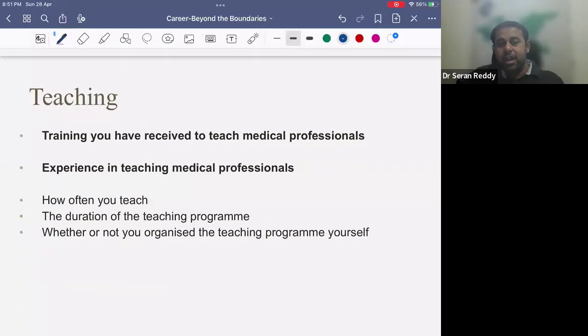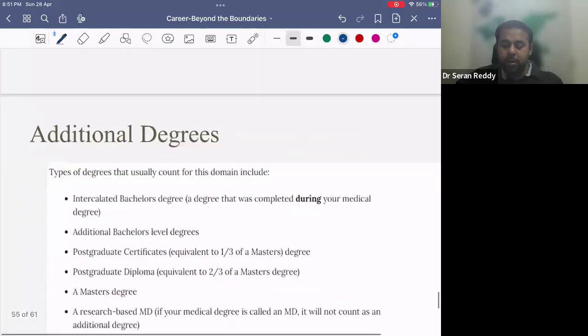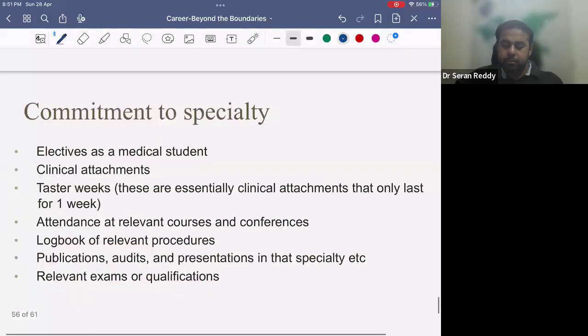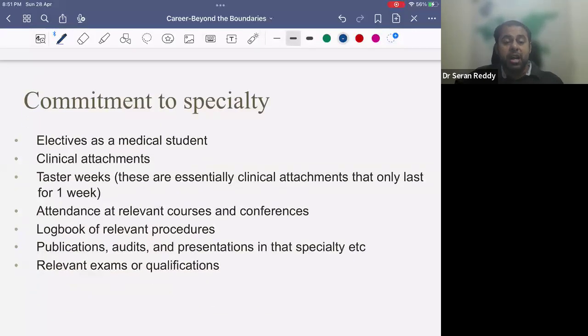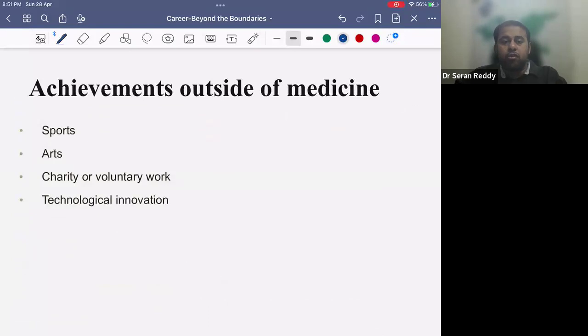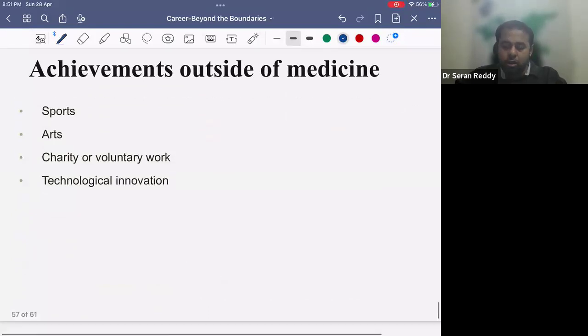The teaching, which I explained, like you might have taught your juniors or nursing staff or physiotherapists, and any additional degrees like MRCP, MRCS, all these things matter. Commitment to the specialty, so electives as a medical student, your taster weeks, all these things matter. Achievements outside medicine: sports, arts, charity, voluntary work, and technological innovation.